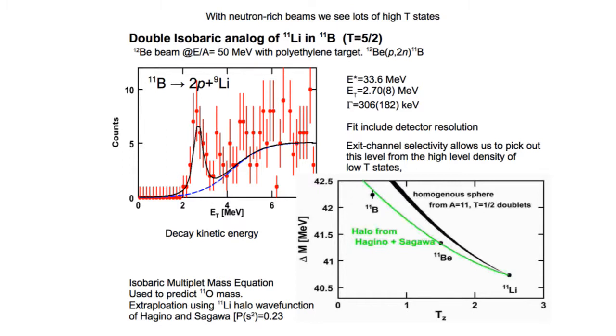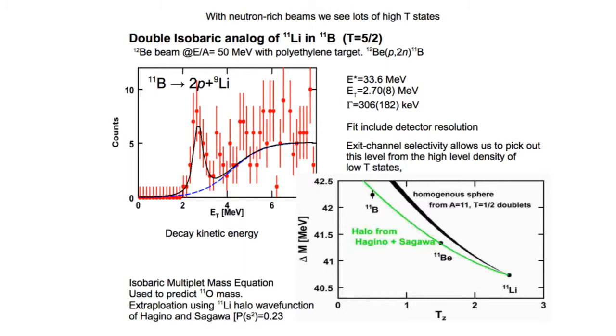So this is an exit channel where we had 2 protons and lithium-9. So it's making boron-11. And you can sort of see a peak here. The statistics aren't good, but the decay energy is a little over 2 MeV. When you put in the Q value for the decay, this level is actually at 33 MeV. So it's in a region of very high level density. And we only really see it because of this exit channel selectivity.